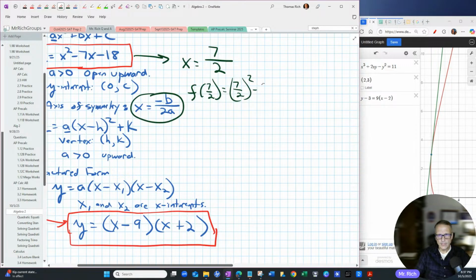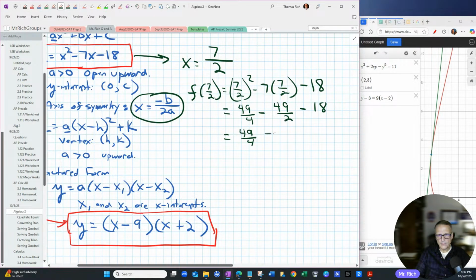Let's rewrite that. 7 times 7/2, and then minus 18. All right, so let's see what this is equal to. So this would be 49/4 minus 49/2 minus 18. So let's get a common denominator here of 4.